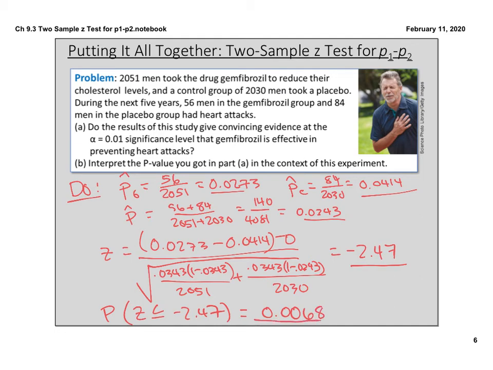So here's what you need. There's a lot of points in this do part. You need the p hat G, you need the p hat C, you need the pooled p hat. Then you need the Z, you show the work, you list what the Z value is. Then you need the p value, you list what the p value is. Whole lot of points in the do section. And if you miss any one of those, it knocks you down to a P.